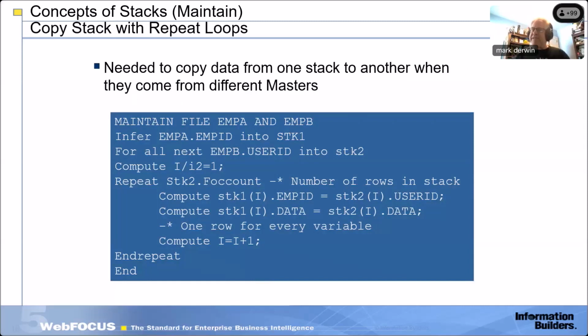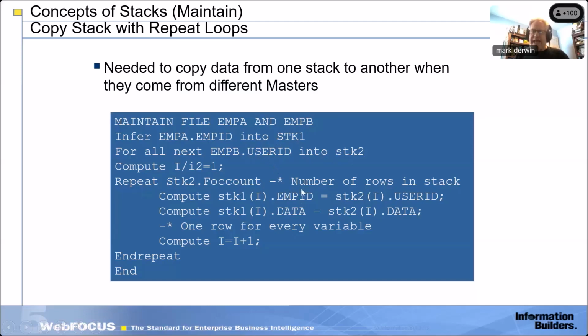So let's say I want to copy data from one stack to another, but they're from different databases, EMP-A and EMP-B. I can load all of the data from EMP-B into stack 2, but if I want to copy it into stack A, I can't say stack copy. So what I do is I set up a compute loop where I can repeat through stack 2, stack.focount, which is the number of rows in that stack, and then compute the data in stack 1 to the values in stack 2.